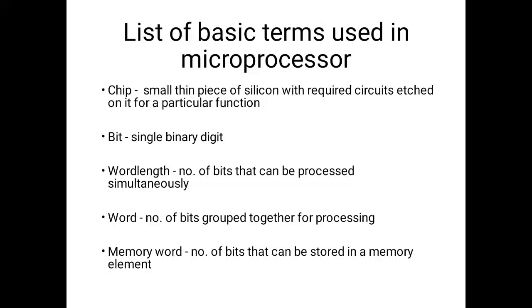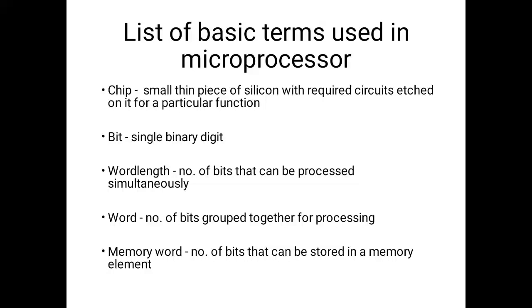The next term is word. A word is a number of bits grouped together for processing. In microprocessors, a word refers to the basic data size or bit size that can be processed by the arithmetic and logic unit of the processor. A 16-bit binary number is called a word in a 16-bit processor.